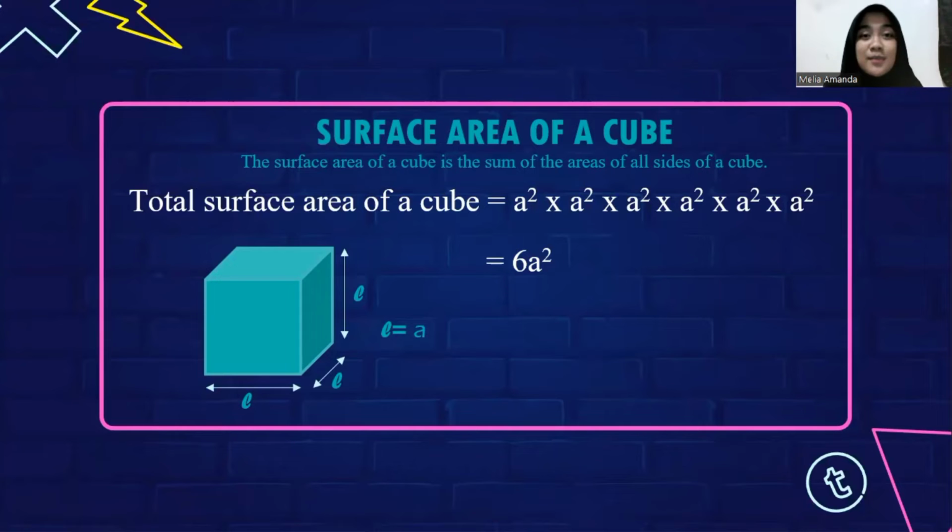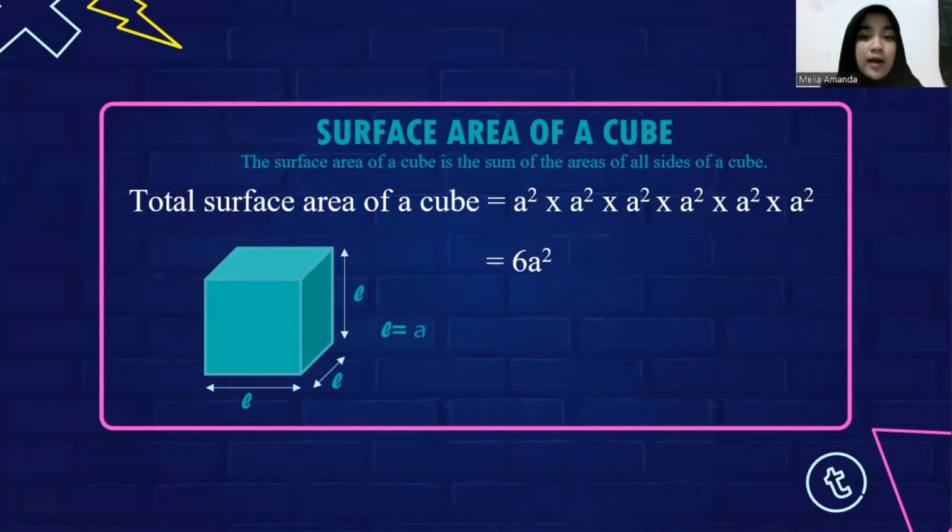Okay, the next material is the surface area of a cube. What is the surface area of a cube? The surface area of a cube is the sum of the areas of all sides of a cube.